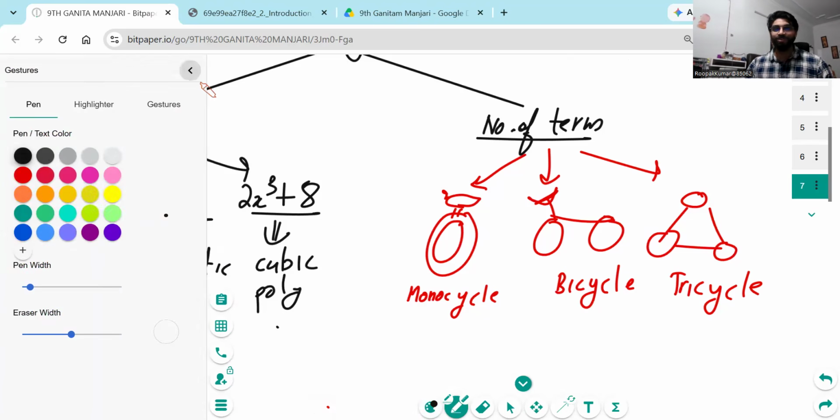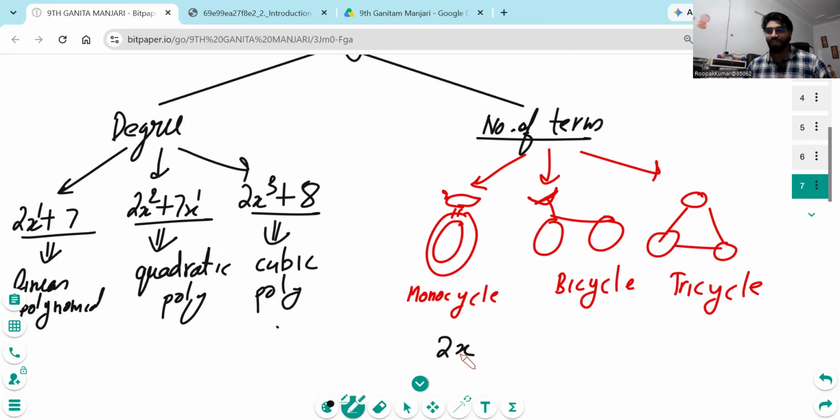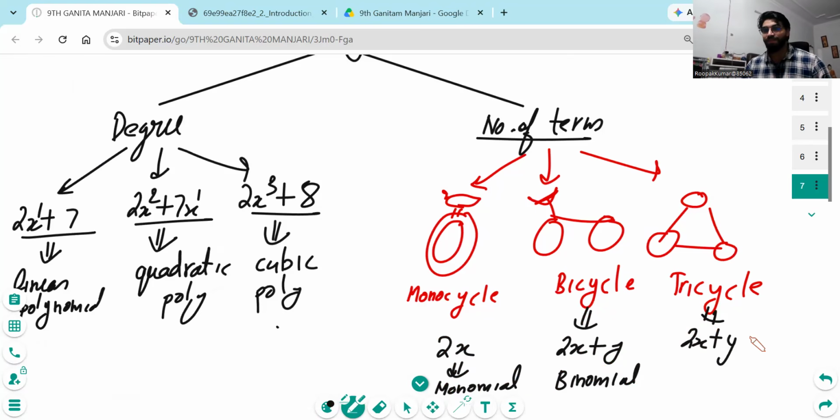If there is one term only, let's say there is only one term in the polynomial, it is called monomial. Mono means one. I hope you are getting now. If I have two terms in a polynomial, it is called binomial. And that's a binomial. If it has three terms, let's say 2x plus y plus z, so it is called trinomial. Interesting. So tri means 3, bi means 2, and mono means 1. So this is the types of polynomial, a beautiful flow chart. I hope you have understood that also.